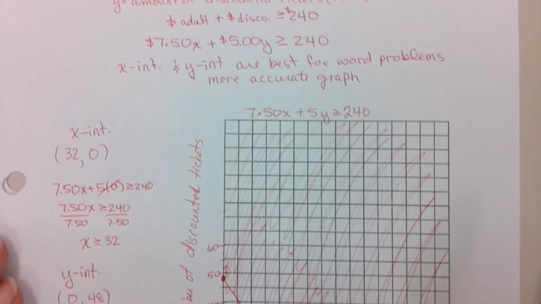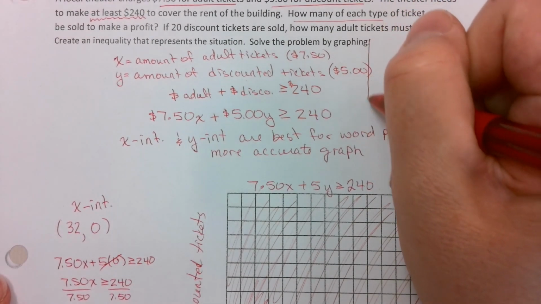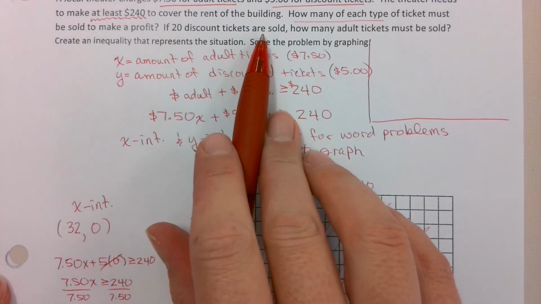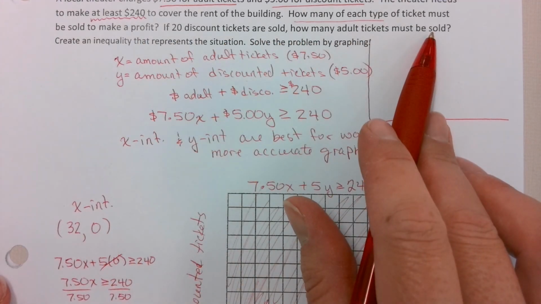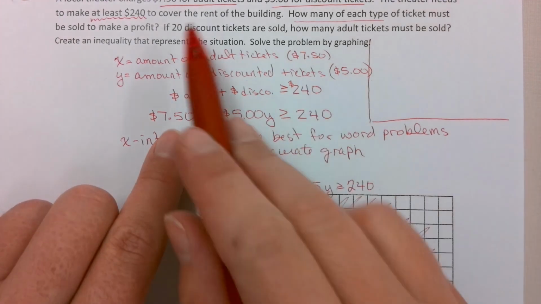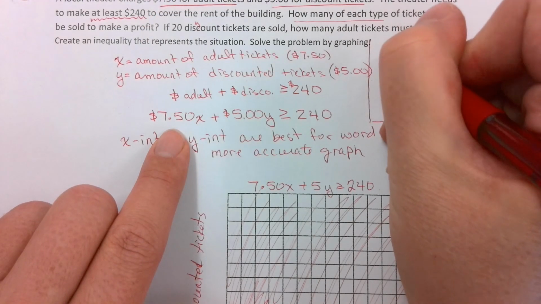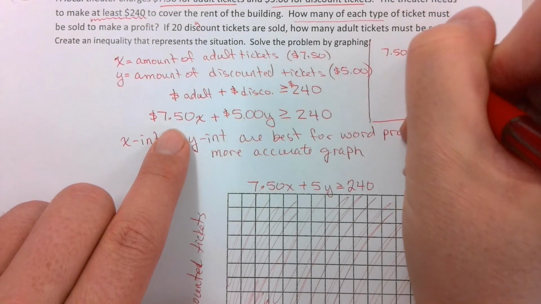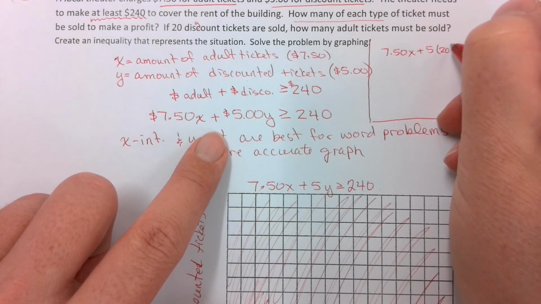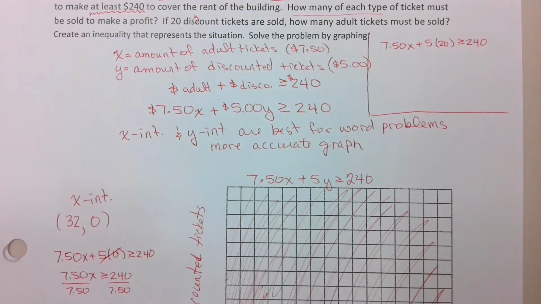There was one more question here. I think I'm going to have to sneak it in right here in this corner. And it says, if 20 discount tickets are sold, how many adult tickets must be sold? Okay, I'm going to go ahead and do this algebraically. So if 20 discounted tickets, that's the y value. So I would have 750 times x plus $5 times the 20 tickets that are discounted is greater than or equal to 240. I'm just putting this in here and solving.